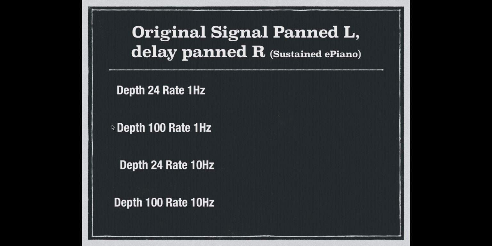Next is depth of 100, rate of 1 hertz. The rate is going to be the same, but it's going to be an even wider range of this tape fluctuation. You've got some extremely high artifacts, some extremely low artifacts. Next would be a modulation depth of 24, rate at 10. So it's going to be modulating quite a bit faster.